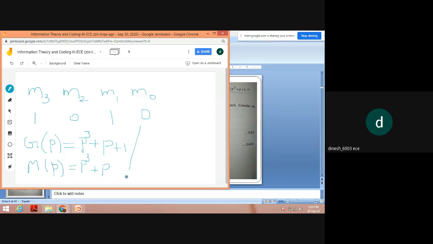So now I need to do M of P into G of P, which is our X of P, for determining the code vector for the message 1010. Now I'll take another frame such that I can do it easily there.